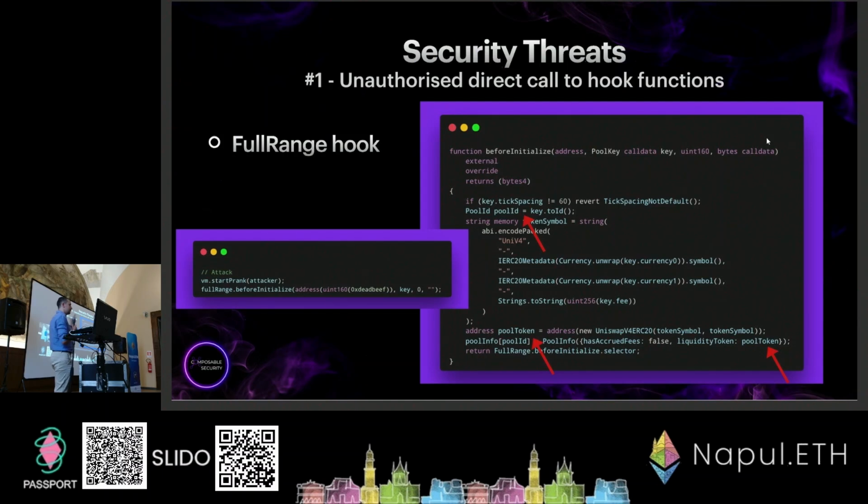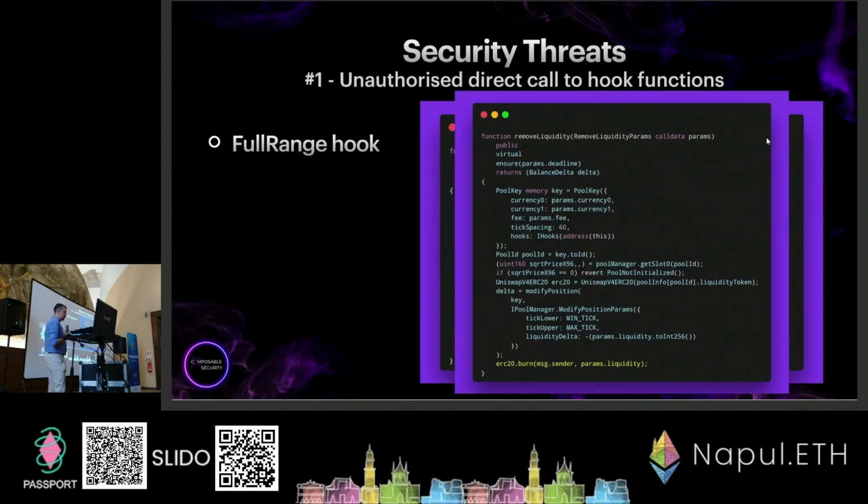It creates another ERC20 and overrides the previous one. So if somebody added any liquidity, they got the previous ERC20. Now when they want to remove their liquidity, the contract will try to burn ERC20. But as we called this before initialize directly, it's not this ERC20 anymore. It's a new one without any balances. So this burn will revert, and you will not be able to withdraw your liquidity. So your tokens are locked.